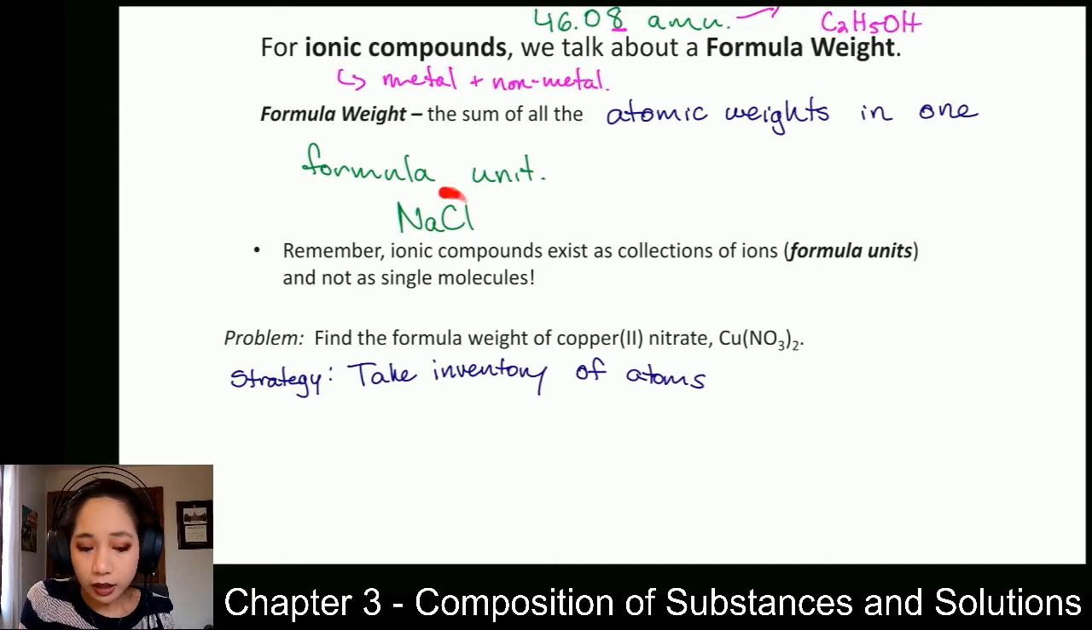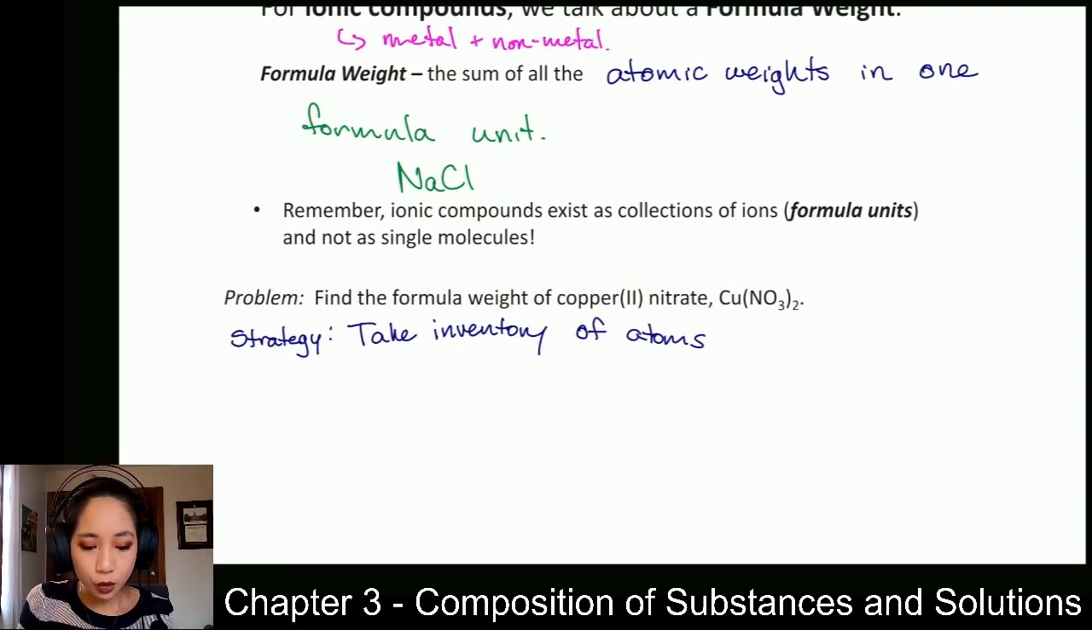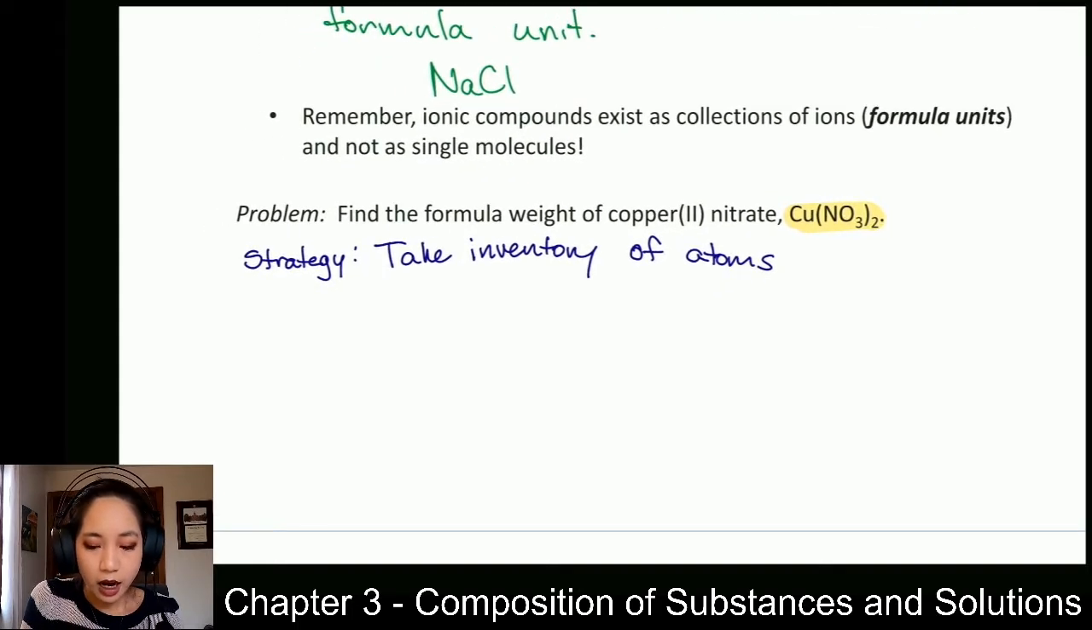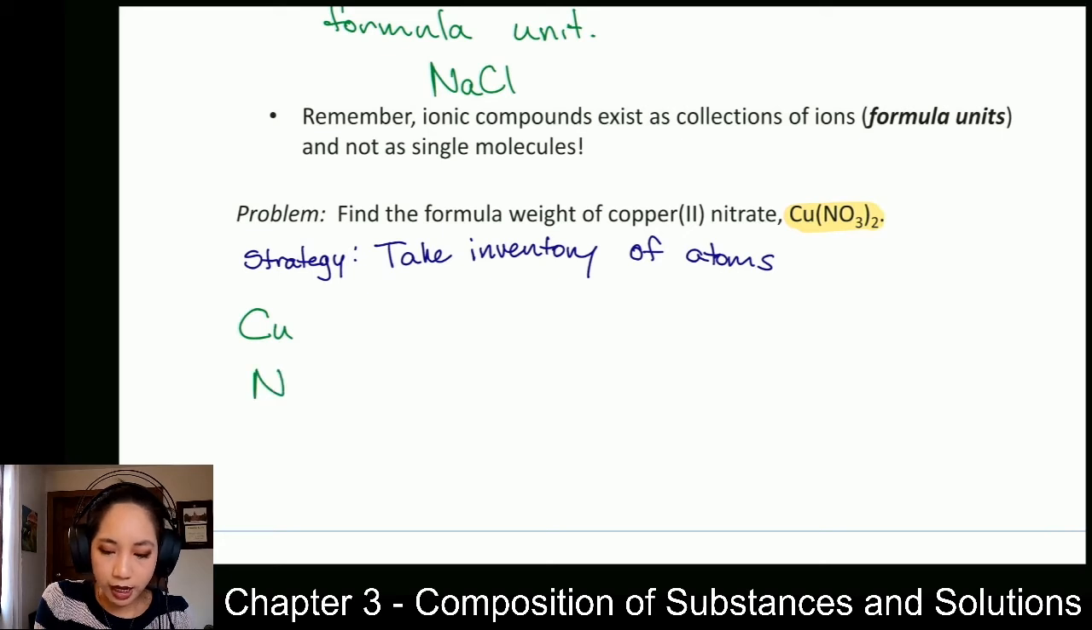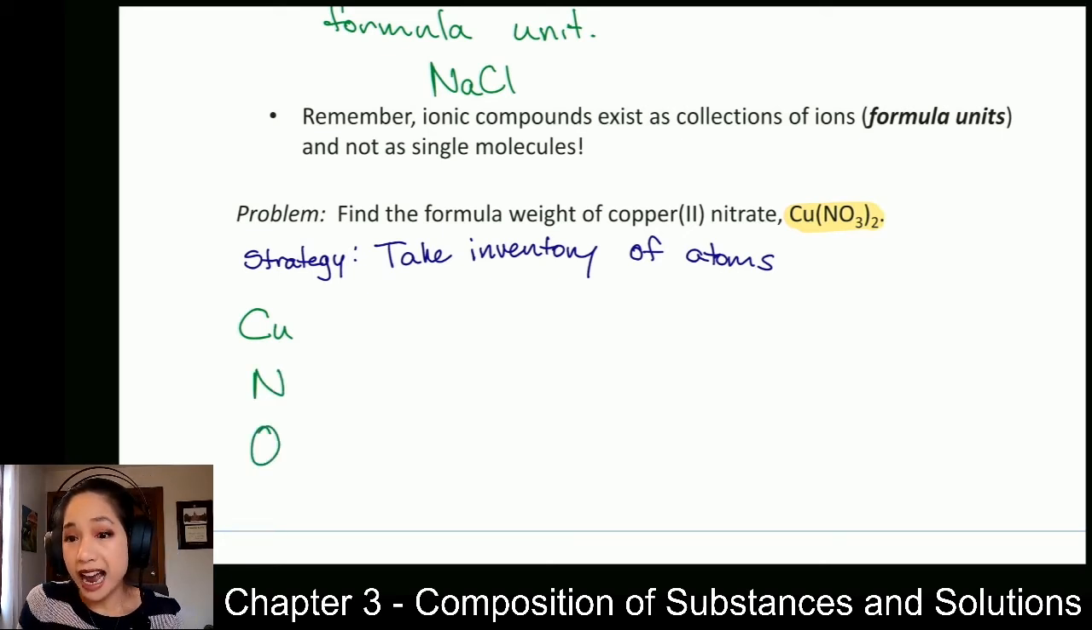And so calculating the formula weight of sodium chloride is done the same way we did molecular weights. So we do the strategy here if we want to calculate the formula weight of copper 2 nitrate, which I have the chemical formula here. It's the same. We take inventory of all of the atoms. So it's this exact same method. So let's look at all the atoms here. There are coppers, there are nitrogens, and then there are oxygens. But now we need to inspect the chemical formula and determine how many of each atom are there.